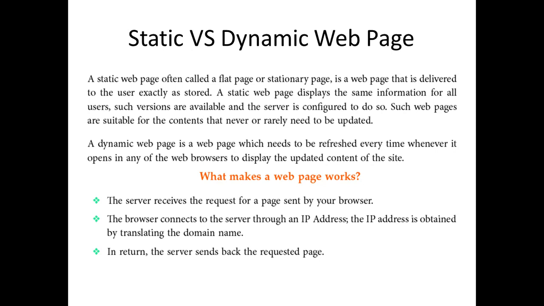What makes a web page work? There are three things that make a web page work. The server receives the request for a page sent by the browser. The browser connects to the server through an IP address. The IP address is obtained by translating the domain name. It is also known as domain name resolution, which we have discussed in earlier videos. In return, the server sends back the requested page to the user's browser.